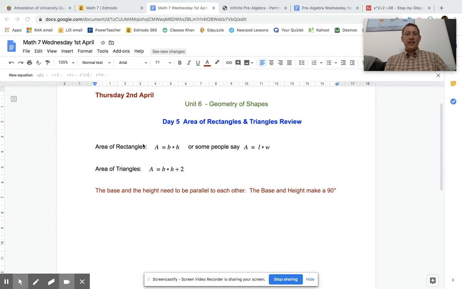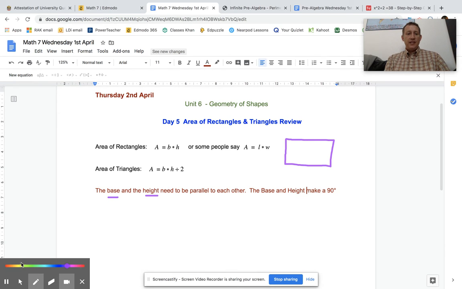So area of a rectangle, you just take the base times the height. Some people say length times width, and that's good too. Now, there's reasons for saying both. The reason why I said base times height is because that's also the same equation for a triangle, except a triangle is going to be half the area of a rectangle. Now, base and height, what is the base and the height?